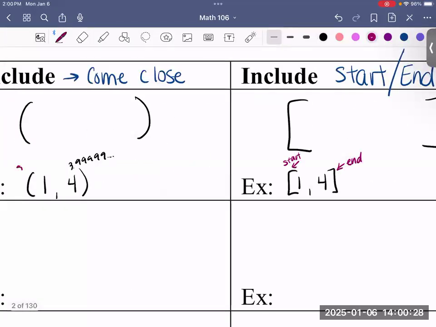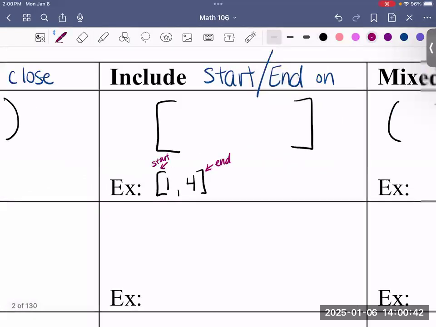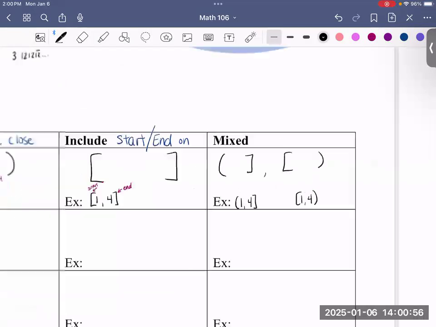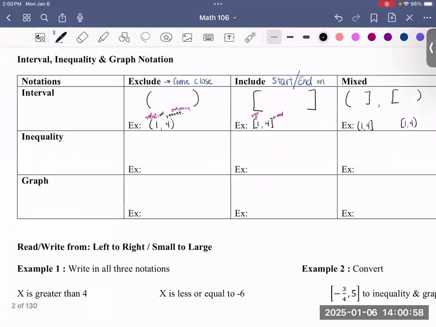versus starting close to 1, and I think I used the example 1.0001, and this time we're going to end close to 4. And then of course you could have some sort of mix. Don't start on 1, but end on 4, and all of those numbers in between. Or start on 1, but don't end on 4. Get as close as you can. Now that is just for interval notation, so parentheses and brackets.